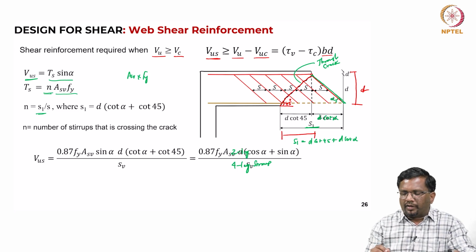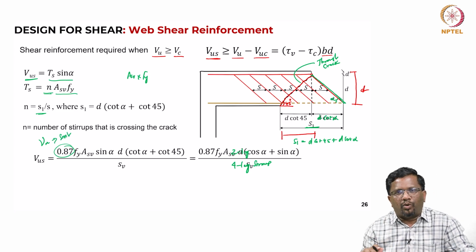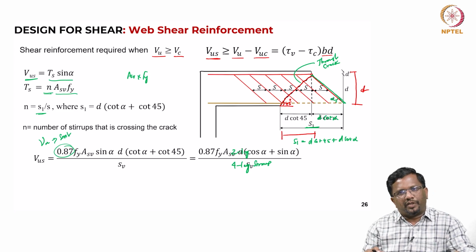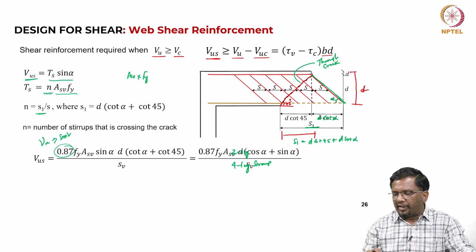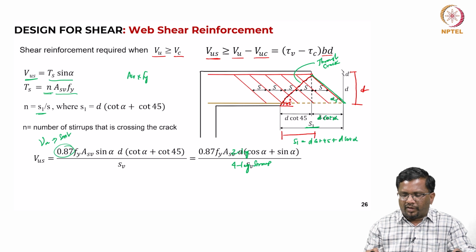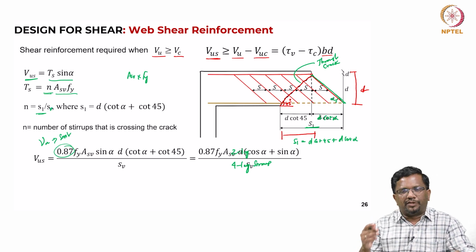you will find that it is basically, now why does this 0.87 come? It is basically coming from the partial safety factor, the material factor for steel. We divide the Fy by 1.15, so you get 0.87. So, that is why instead of Fy we are taking the reduced strength, which is 0.87 Fy times ASV into sin alpha into d (cot alpha plus cot 45) divided by SV, right. SV stands for the spacing of the stirrups.